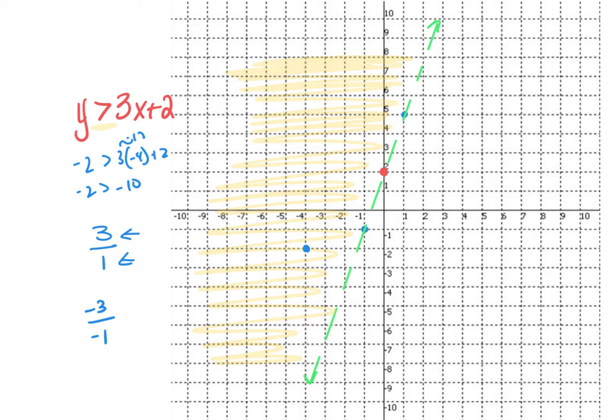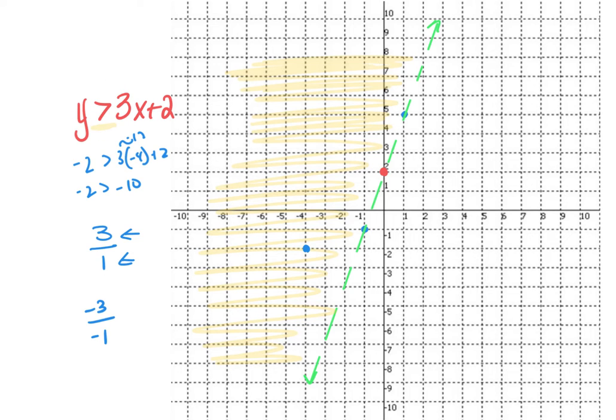So to graph, if it is in slope-intercept form, you're going to graph the line just like you would. You're going to plot the 2 on the y-intercept. You're going to use the 3 as your slope. Remember, slope is 3 over 1 or negative 3 over negative 1. So you would go up 3 and right 1 or down 3 and left 1 and then connect the dots.